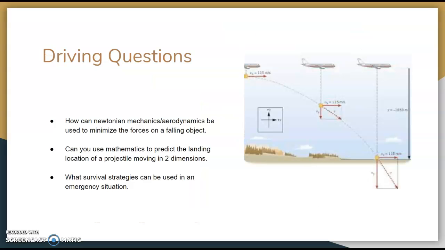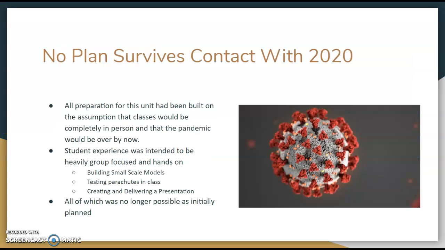The driving questions for this are Newtonian mechanics and aerodynamics to minimize forces on a falling object, being able to predict the location of a projectile in 2 dimensions with air resistance. And then to make it a little bit more transdisciplinary, it's what survival strategies can be used in an emergency situation. Now, of course, that was the initial plan, and 2020 has been kind of rough on plans.